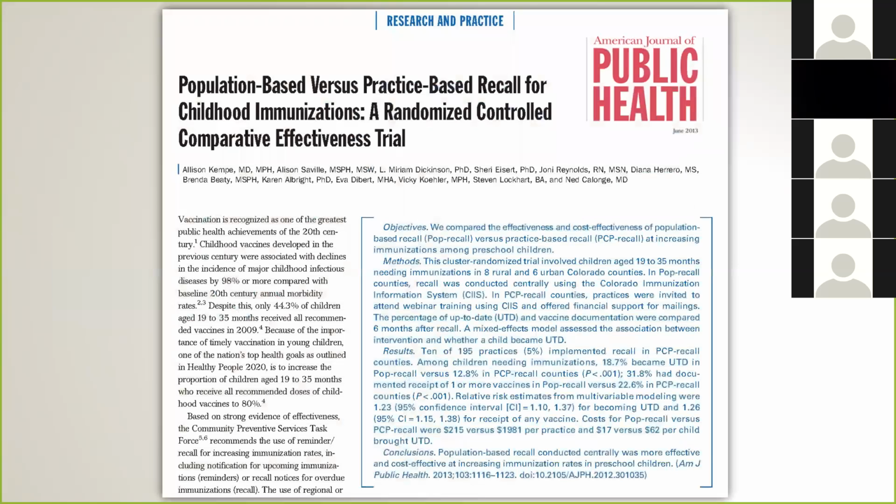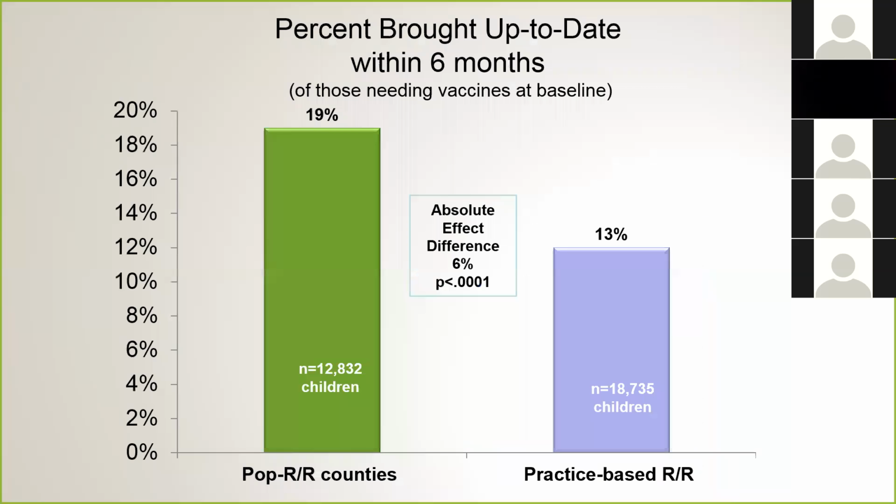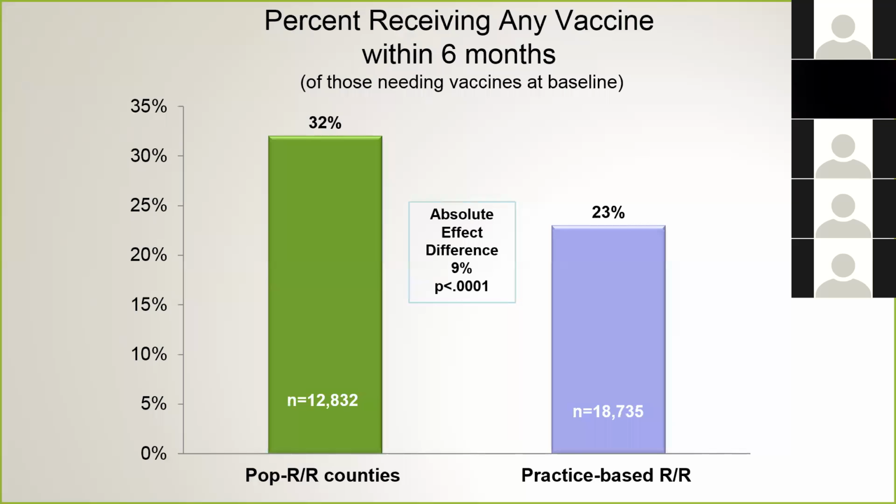Here is the publication of the pragmatic trial, and this was a long article because there was lots of data and lots to explain. There's no way we're going to be able to do mixed methods with this pragmatic trial. Just to show you the results, for example, this is the percentage brought up to date within 6 months: 19 in population-based, 13 in practice-based, an absolute difference of 6%, which at the population level is very large. This is the percent receiving any vaccine, 32% at the population level versus 23% at the practice level.